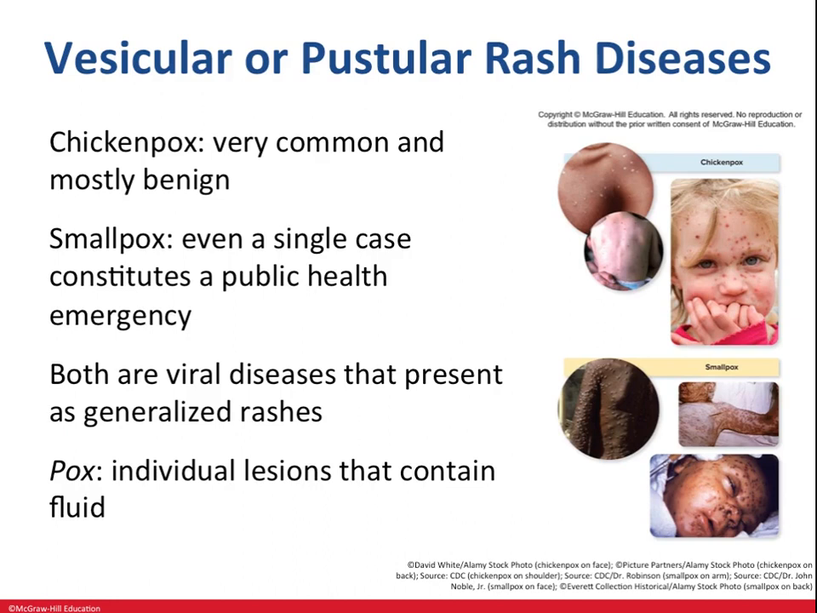Now let's talk about the vesicular pustular rash. Those are also the various diseases such as chickenpox and smallpox. Chickenpox is very common, and the symptoms are very mild, so the disease is benign. Smallpox can cause severe symptoms. It can cause death. So once we find these patients, we have to report the case to the public health department.